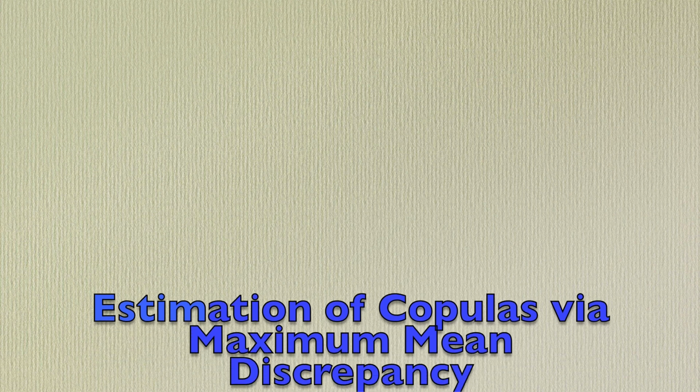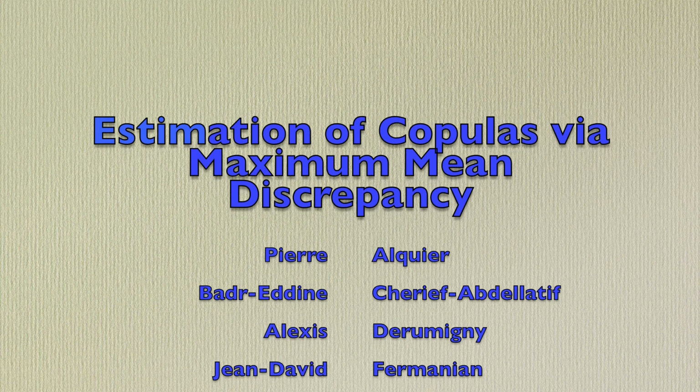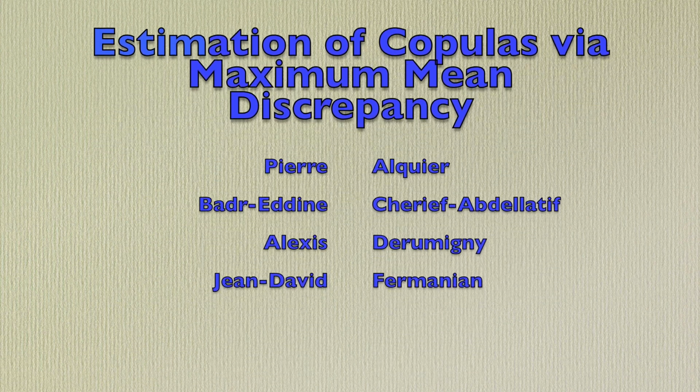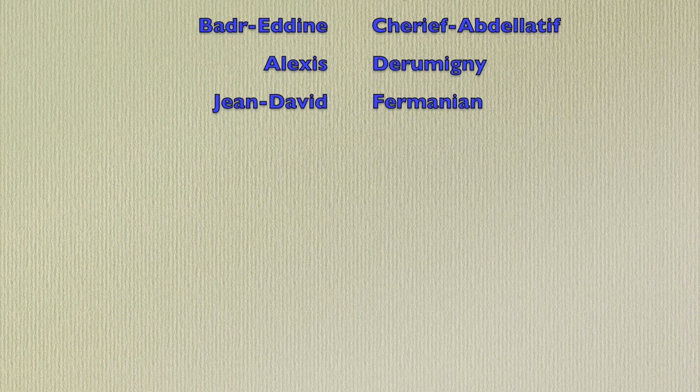And today, we will start with an inspiring paper which makes a statistical estimation of copulas using the kernel-based MMD distance, the maximum mean discrepancy. This paper is titled Estimation of Copulas via Maximum Mean Discrepancy. It has been written by Pierre Alquier, Badreddine Chérief-Abdellatif, Alexis Derumigny, and Jean-David Fermanian, and was published this year, 2023, in a prestigious journal of the American Statistical Association.